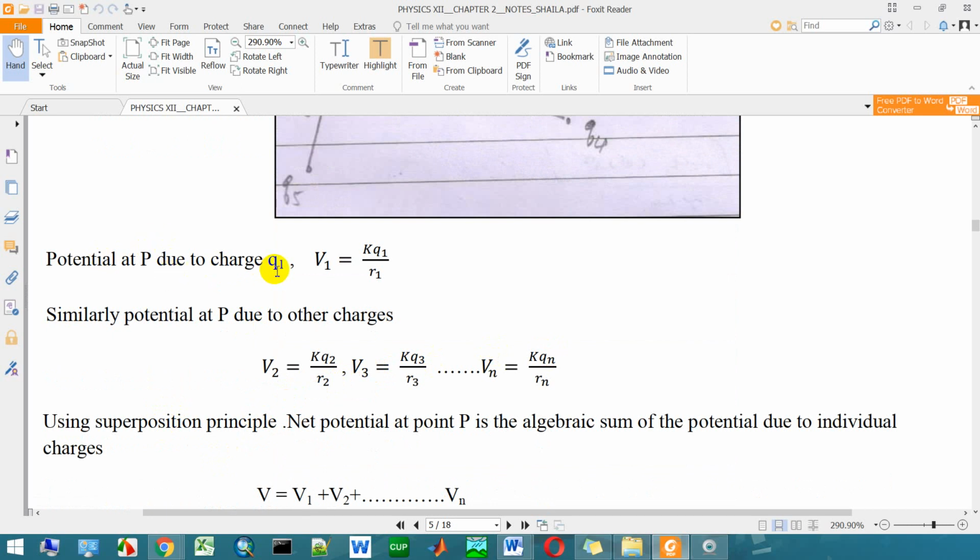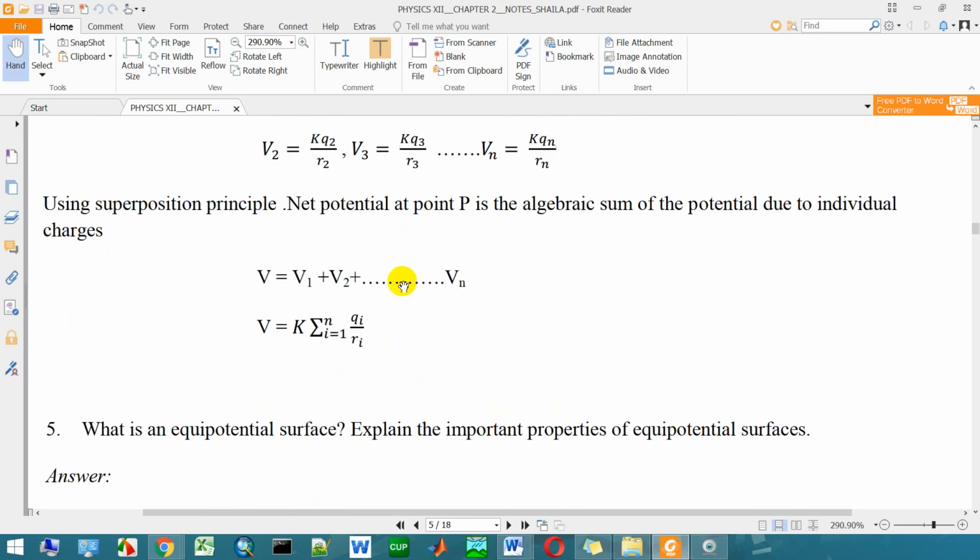The potential at P due to charge Q1 is KQ1 upon R1. The potential at P due to the other charges is in a similar manner. By the superposition principle, we get the net potential at point P due to the multiple charges as K Qi by Ri, summed over i from 1 to n. Here we use the summation because all these functions are discrete, specific values.